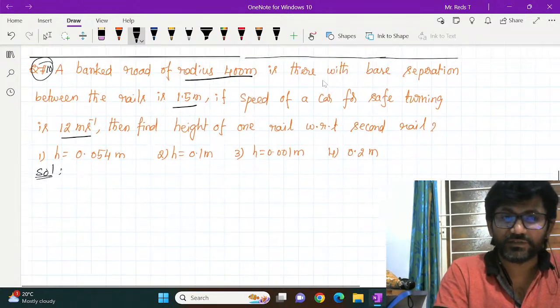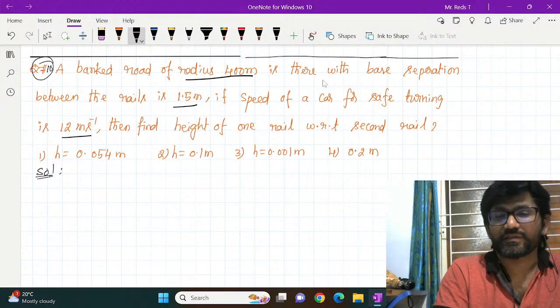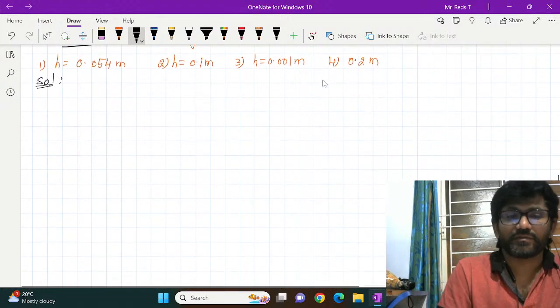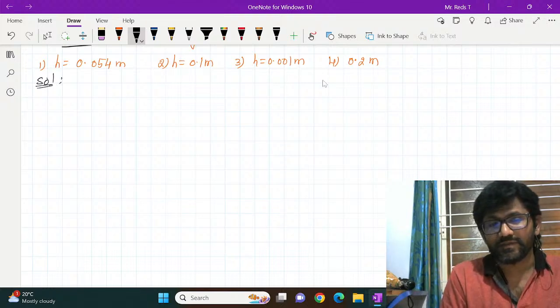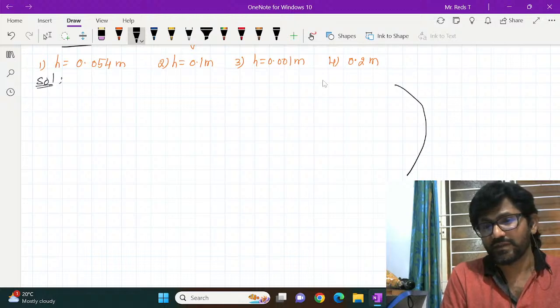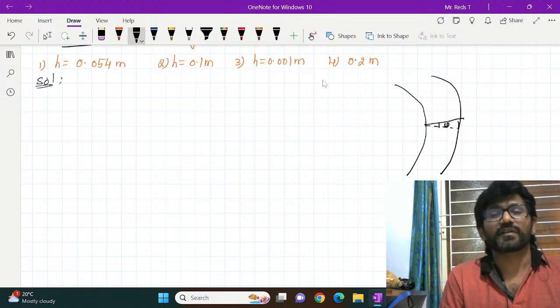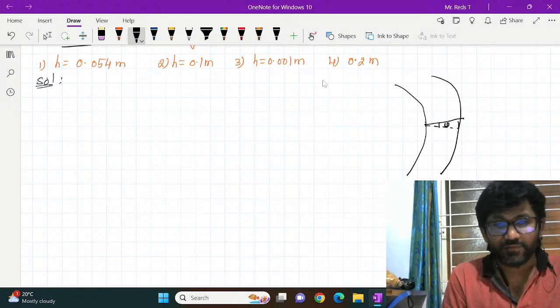What is given here is a banked road of some radius. A banked road means the outer part of the road will be elevated compared with the inner part. If you have a curved road, this is a curved road, and the outer part compared with the inner part, this is the horizontal part, it will be elevated slightly through some angle theta. That is called banking. So that kind of banked road we are having.